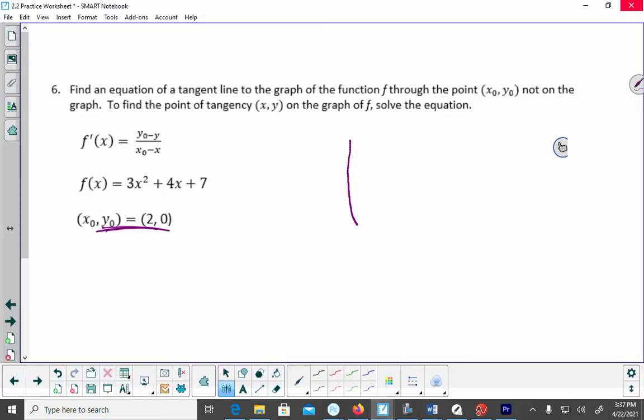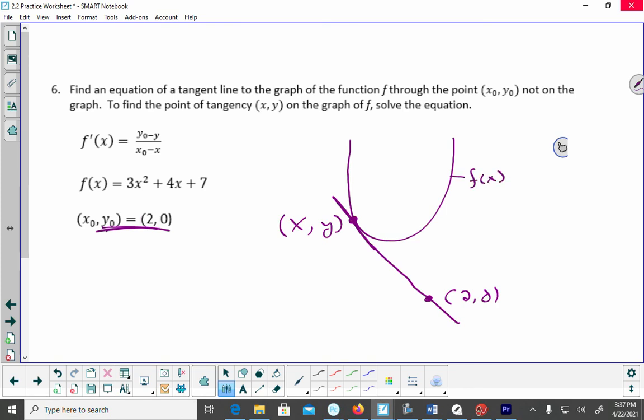So I have this parabola, and then I have this point here. I'm going to sketch my tangent line first. Let's say I have a tangent line here. I have this point here, 2, 0, that's not on the graph. I have this other point here, x, y, that's on both graphs. It's on the tangent line and it's on the function, because this is my f of x, which if I want to write that, that's 3x squared plus 4x plus 7.